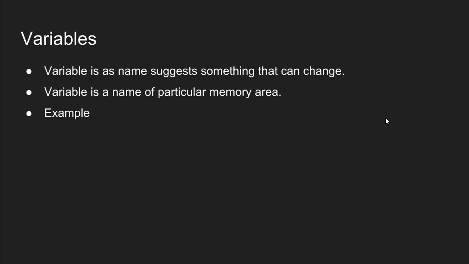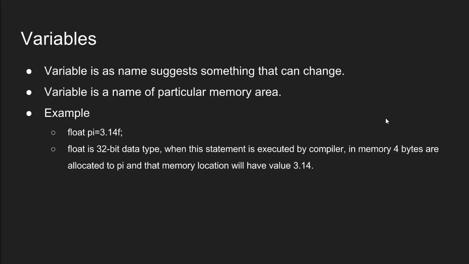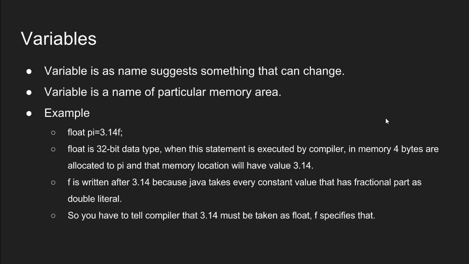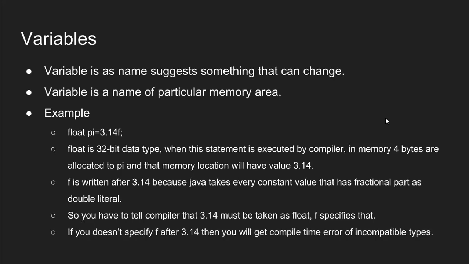Example of variable: float pi = 3.14f. Float is a 32-bit data type. When the example statement is executed by the compiler, in memory 4 bytes are allocated to pi and that memory location will have 3.14. F is written after 3.14 because Java takes every constant value that has a fractional part as a double literal. Literals are any constant value like 3.14. So you have to tell the compiler that 3.14 must be taken as float. F specifies that. If you don't specify f after 3.14, then you will get a compile time error of incompatible types.